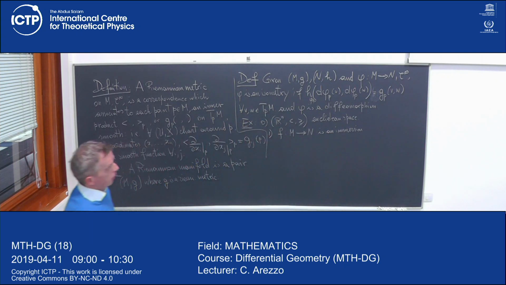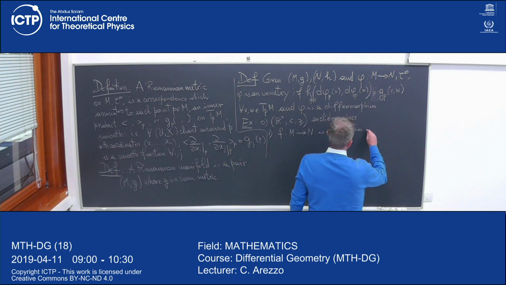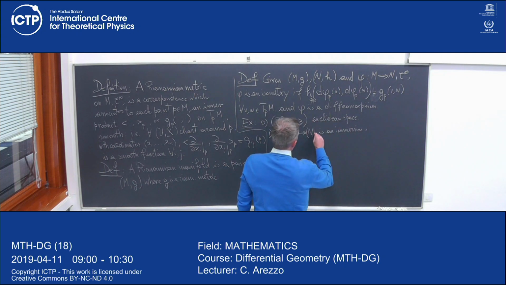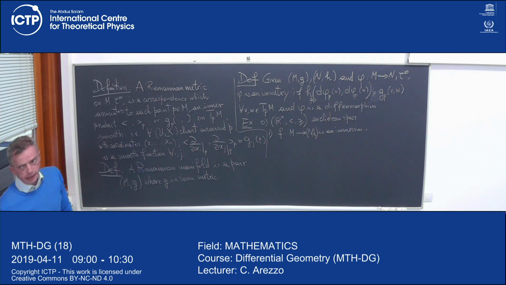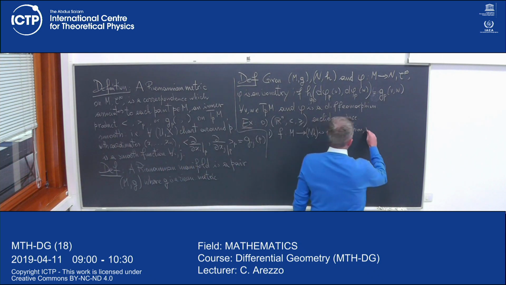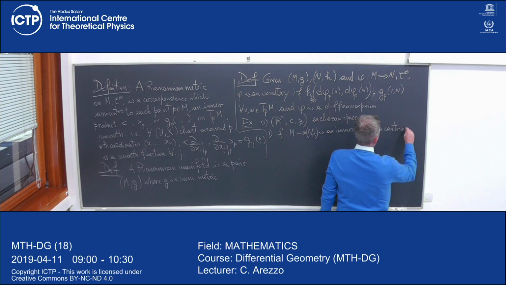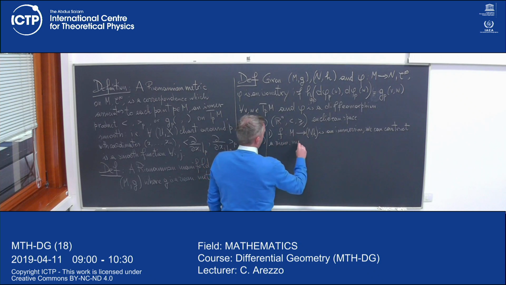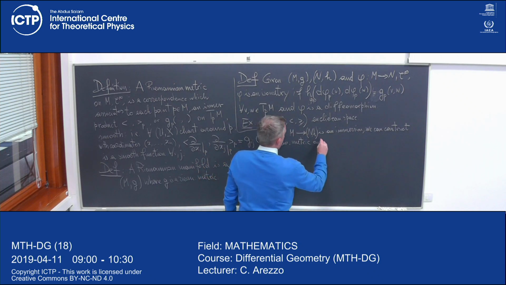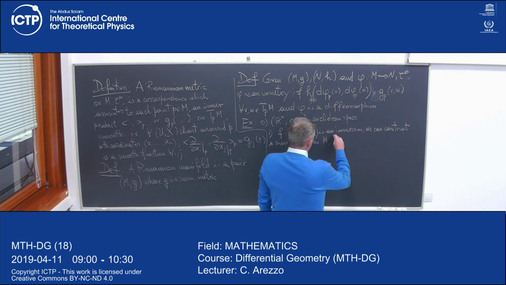Okay, so if you are in this situation and on the target, in fact, I can add it here, I have a Riemannian metric. And actually, the domain gets for free a Riemannian metric. How? We can construct a Riemannian metric on M, which we will call the induced metric.